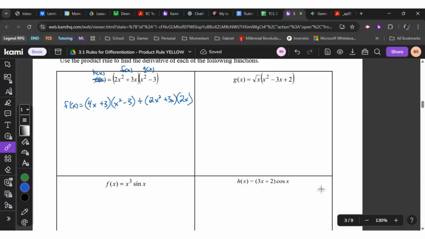What? Why are you mad? What? Because it was originally f prime. Sorry, with our new notation, this would be h. I apologize. Will you forgive me?